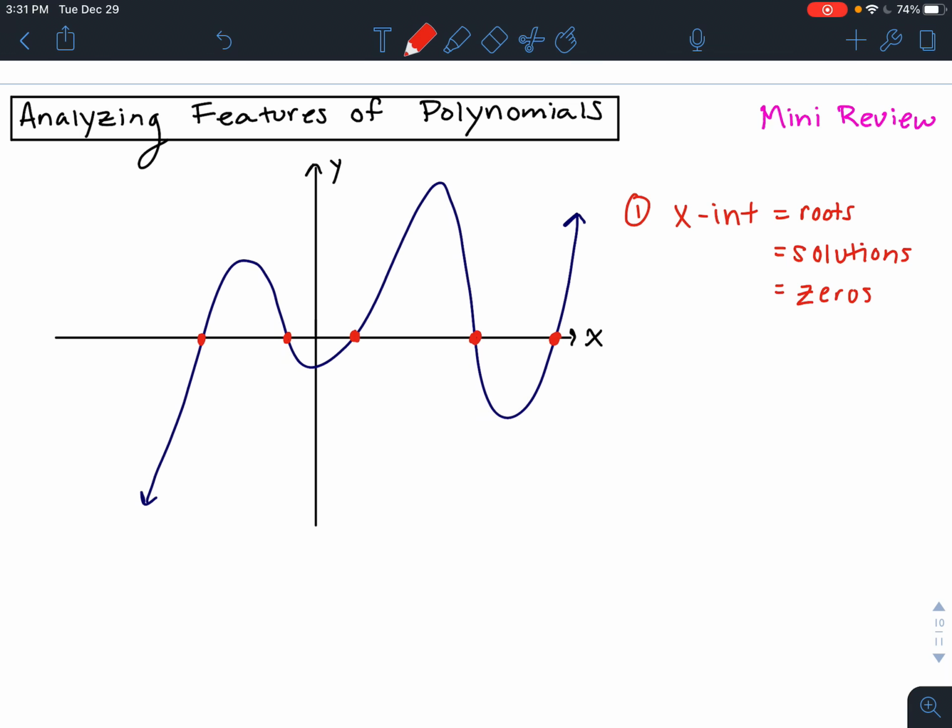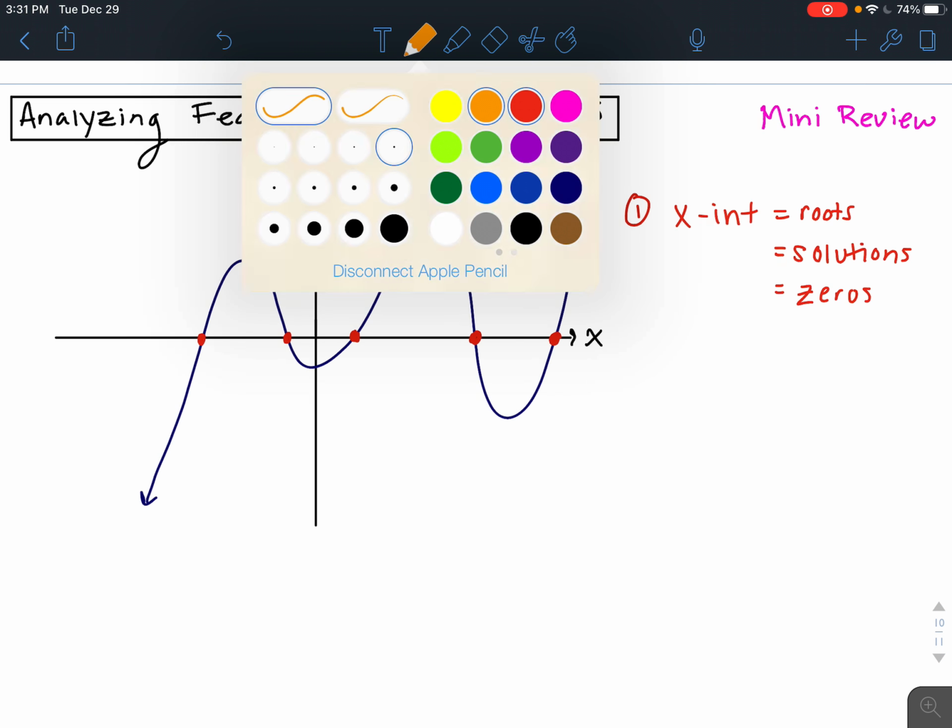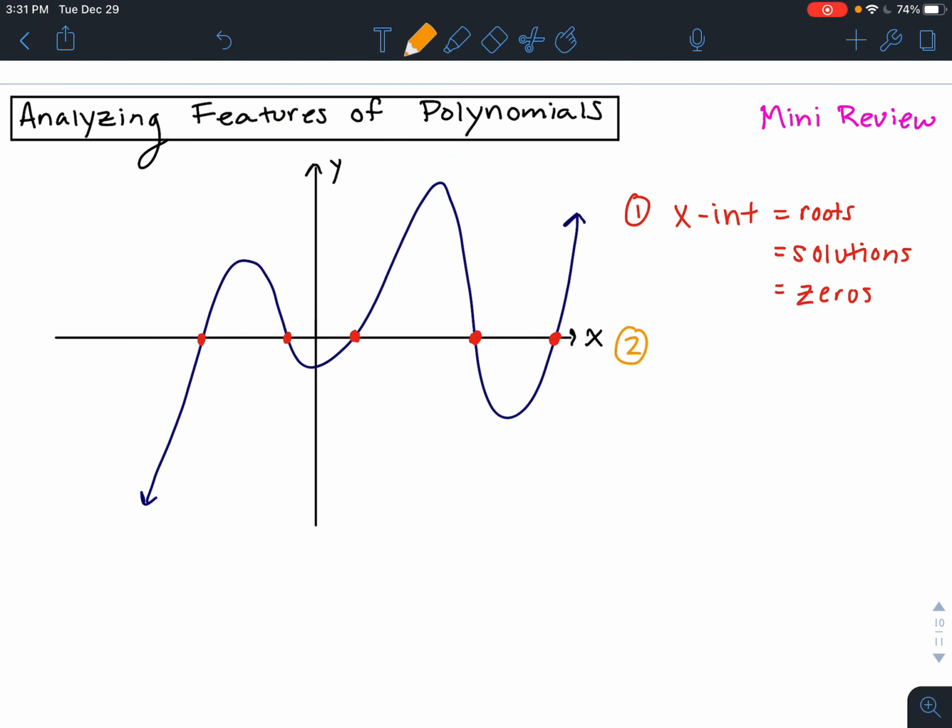Right, so all of those words mean x-intercepts. So if you're asked to find where the roots are, you're actually being asked to find where the solutions, the zeros, or the x-intercepts are. Right, the other thing that we're pretty familiar with hopefully by now is the y-intercept, right? So that's the point where we cross the y-axis. So here we have one of those.